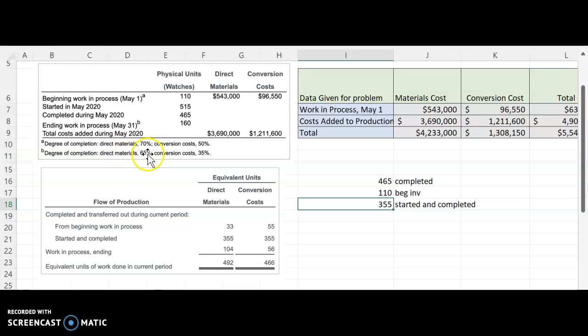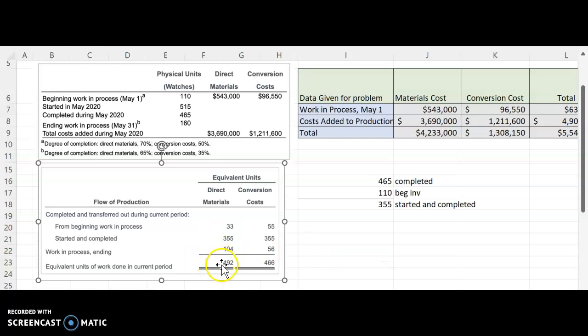And then ending work in process, here, this is the ones that we've actually completed this period. So which ones are complete? Well, in the direct materials, 65% is complete. So we're going to assign cost to 65% of that. So 160 times 0.65 would be 104. So that's where that 104 comes from. And then for the 56, we had 35% of conversion costs completed, so 160 times 0.35. So that is how you get the 56.